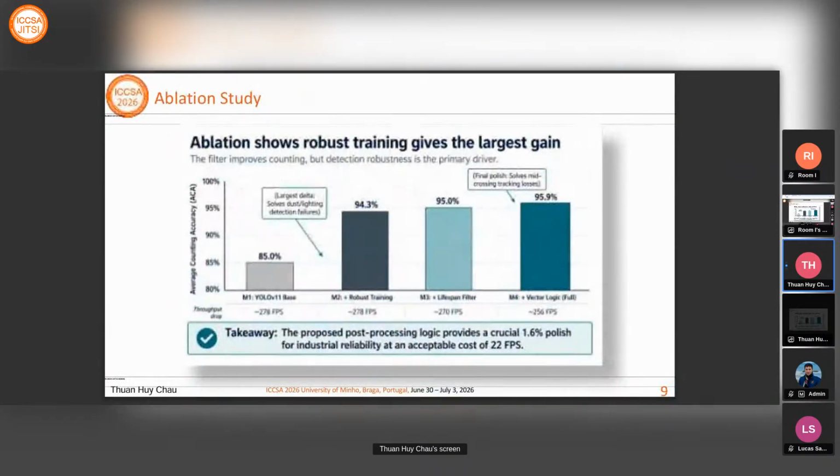The ablation study shows which components contribute to the final performance. The largest improvement comes from robust training, which increased ACA from 85% to 94.3%. Then the lifespan filter adds a small improvement to 95%. Finally, with the crossing logic in the full system, it reaches 95.5%. So the key message is that robust detection handles more environmental failures, while the spatial-temporal logic provides the final correction for counting reliability.